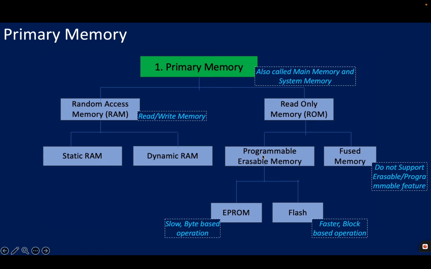Programmable erasable memory is where, though it is read-only by concept, there are specific methods you can use to erase them and rewrite new content in the memory. This is helpful when there are situations where you want to alter the content in ROM. On the other hand, fused memory does not support erasable and reprogrammable features. Programmable erasable memory can further be classified into EPROM and flash. EPROM is generally faster and the operation is performed byte by byte. Flash is slower and the operation is carried out in blocks.